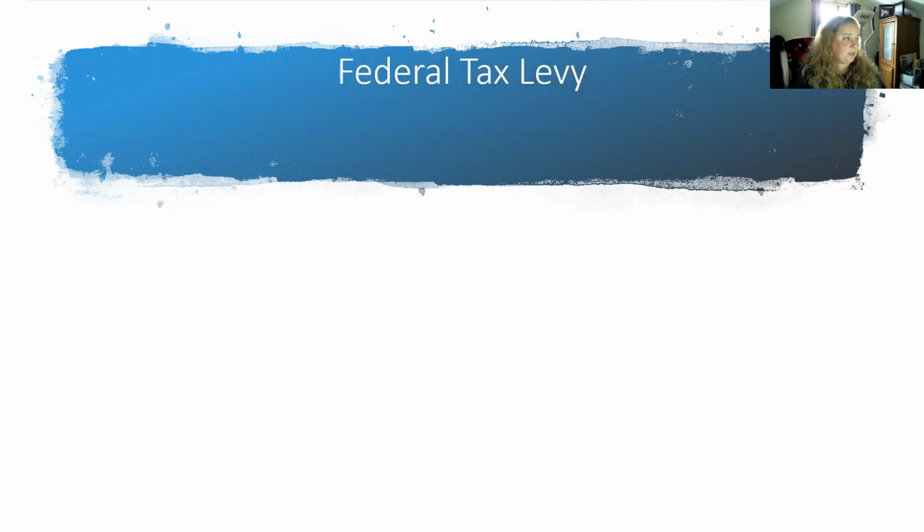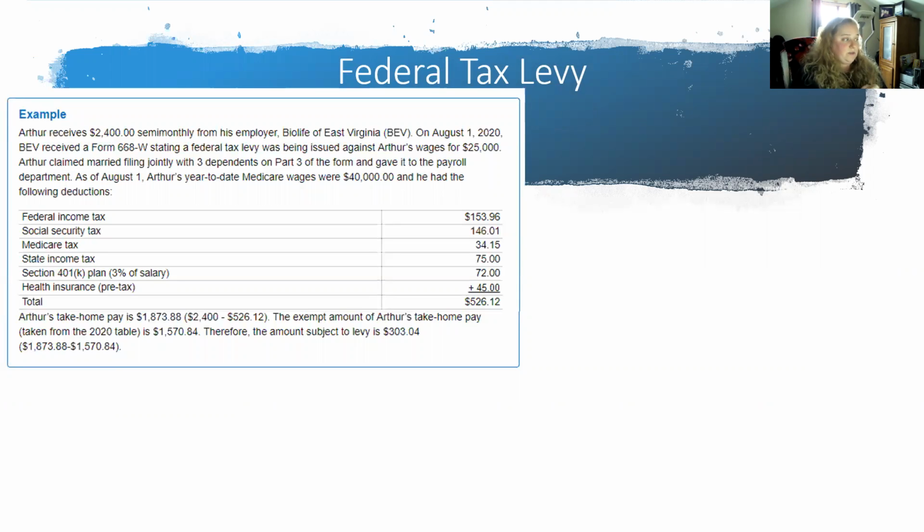So let's look at an example. Arthur receives $2,400 semi-monthly from his employer. On August 1st, they received a federal tax levy that was being issued against Arthur's wages for $25,000. Arthur claimed married, filing jointly with 3 dependents on Part 3 of the form and gave it to the payroll department. As of August 1st, Arthur's year-to-date Medicare wages were $40,000, and he had the following deductions. So these deductions were all in place when the order was received. Taxes, plus he had a Section 401k plan, which was 3% of his salary, and he had some health insurance.